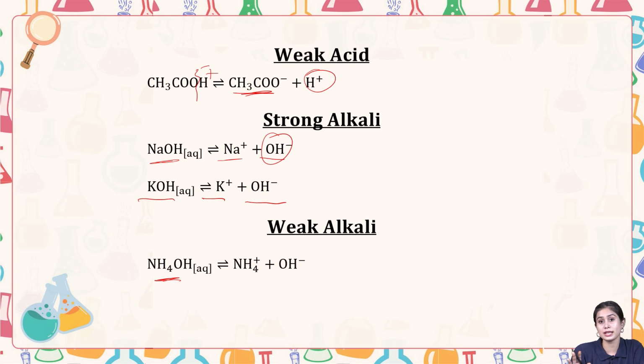Again, it does not dissociate completely and that's why it's called weak alkali. But however much it dissociates, it will form what? Ammonium ions, NH4+ plus OH-, hydroxide ions. Since it is giving us OH- ions, we call it an alkali. Clear? Okay. Now, let's see how monobasic acids dissociate in water.